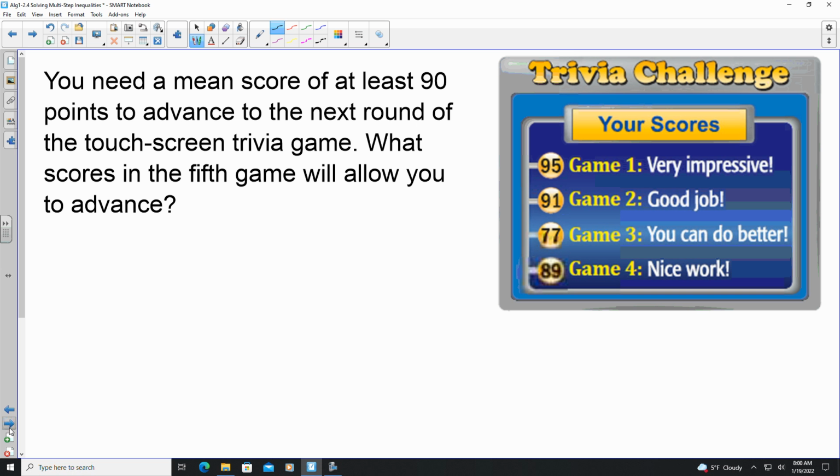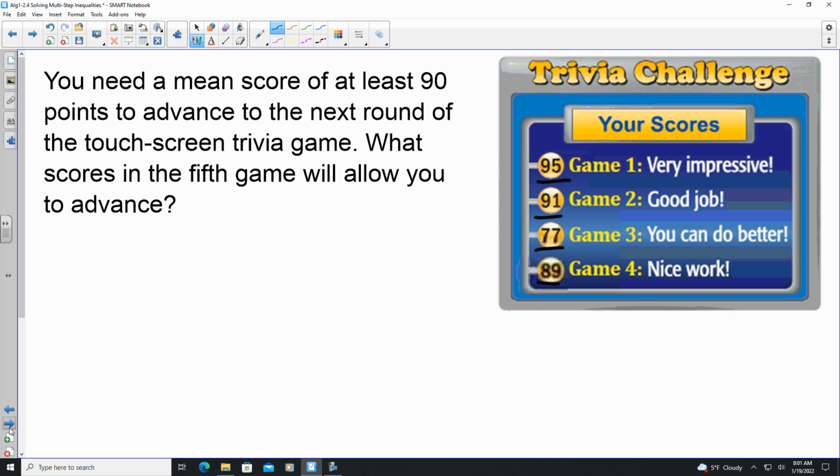So here we have, it says trivia challenge. We have a diagram over here. It gives us some scores for different games. It says you need a mean score, which is the average, of at least 90 points to advance to the next round of the touchscreen trivia game. What score in the 5th game will allow you to advance? So you have these scores here as games 1, 2, 3, and 4: 95, 91, 77, 89.